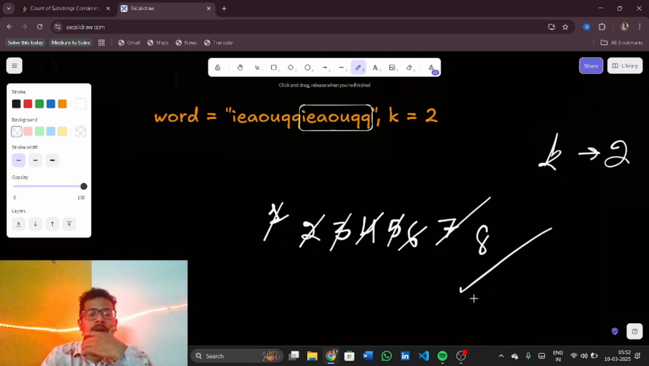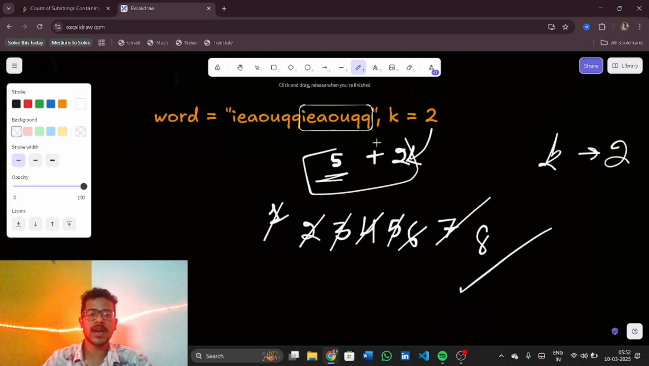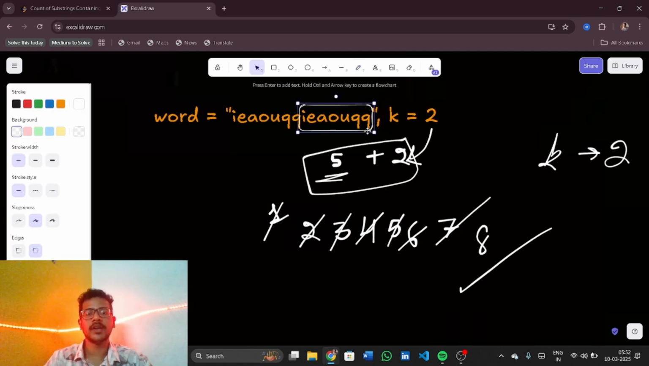But am I correct in this approach? Let me see. Imagine you might say by using 5 as the vowels count and 2 for the consonant count k, I will initialize a sliding window as I did here. Here I did 5 plus 2 as my sliding window count or the size.